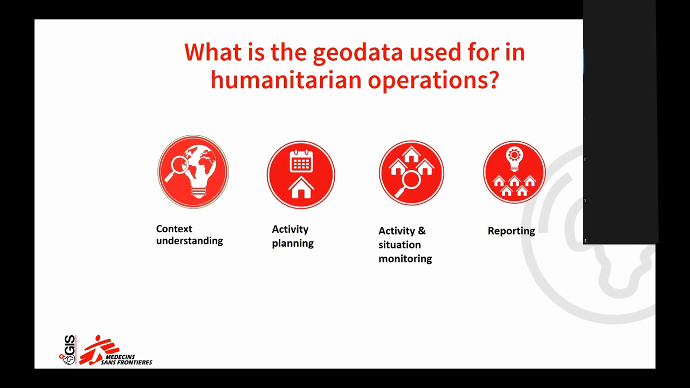So to sum up what the geodata is used for in our operations, first of all, it's for understanding the context. That's for the so-called Explore, meaning the assessment before the projects are even developed. So usually a small advanced team is sent ahead, and that's the moment where the volunteers would be activated in order to create reference maps or thematic maps, like for health institutions or, for example, for water.